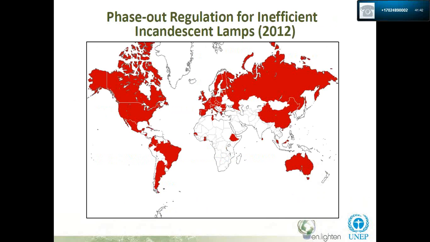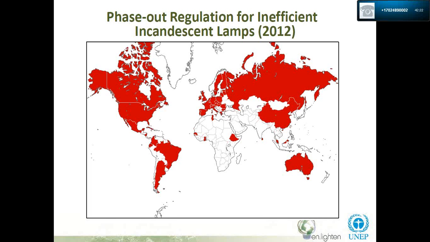Now, let's look at what the global map of phase-out regulation for inefficient incandescent lamps looks like as of today. We see marked in red the countries that have already taken, or plan to take, or have announced regulatory transitions towards efficient lighting. Some of these countries started a few years ago. Cuba started in 2005, Australia in 2007. Other countries marked in red have not started yet but have announced they will start soon, like Canada, which will start in 2014.